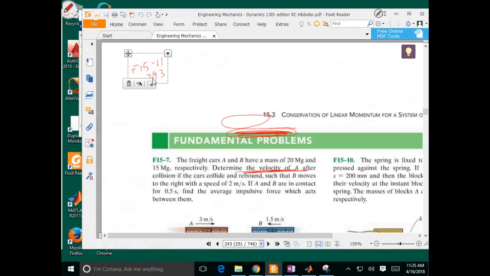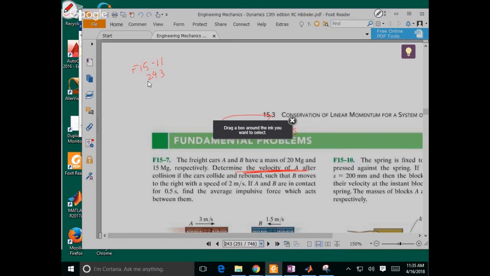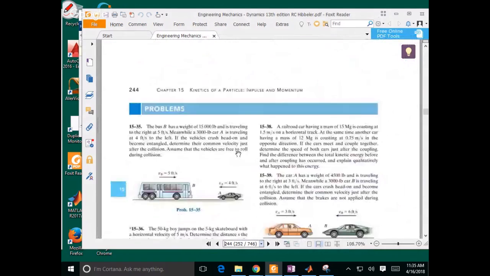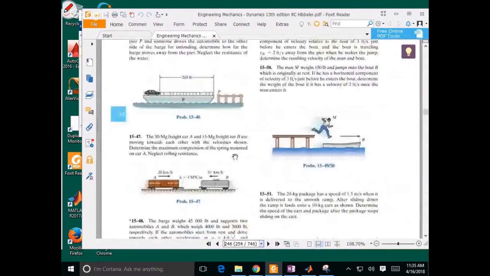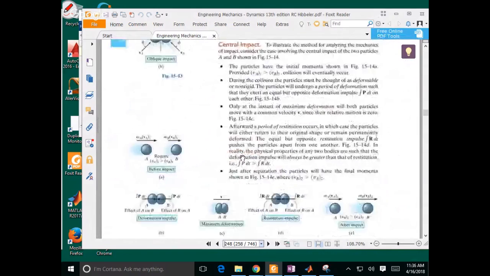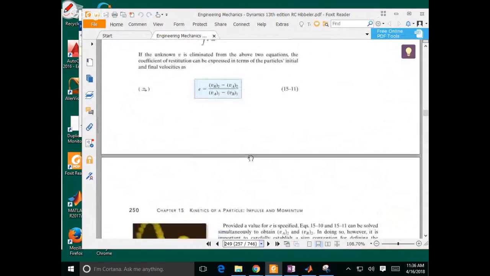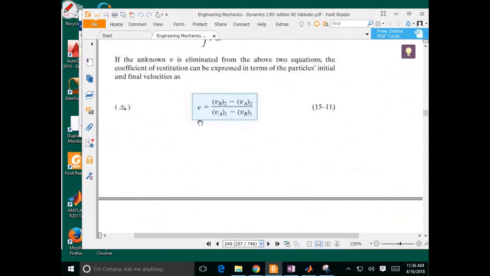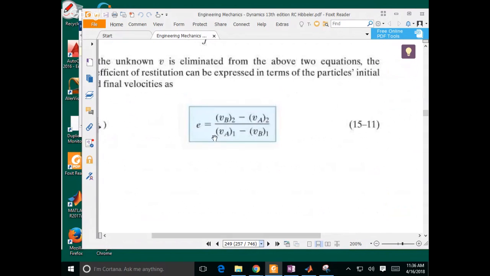Now we do one other thing, and let me shrink this down, see if I have time. Let me find a simple one. Okay, so now we have an impact. Before those two blocks came together, right? And they hit and they stuck. So they stuck together. So let's take a look at this same problem and define what this E is.